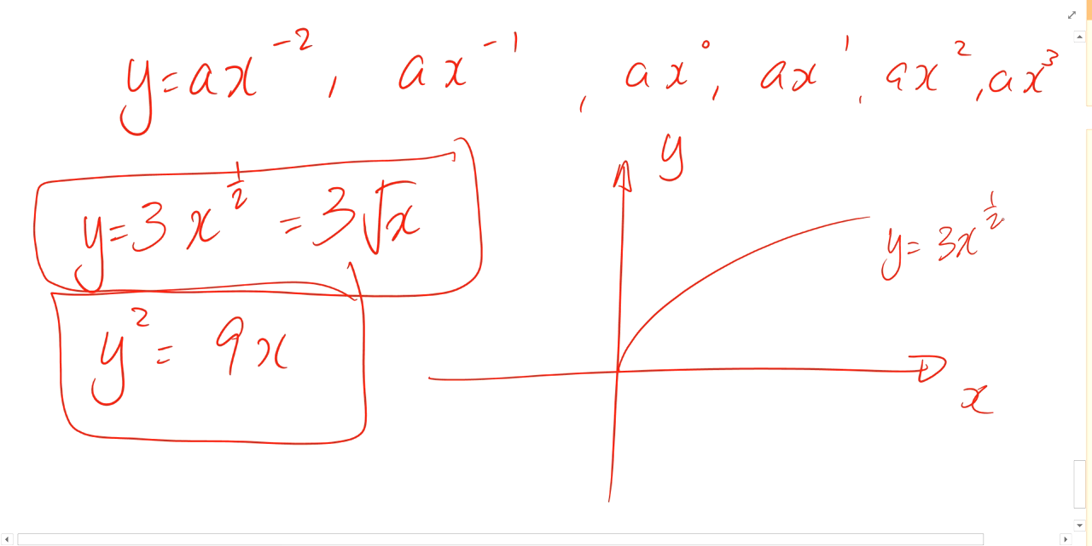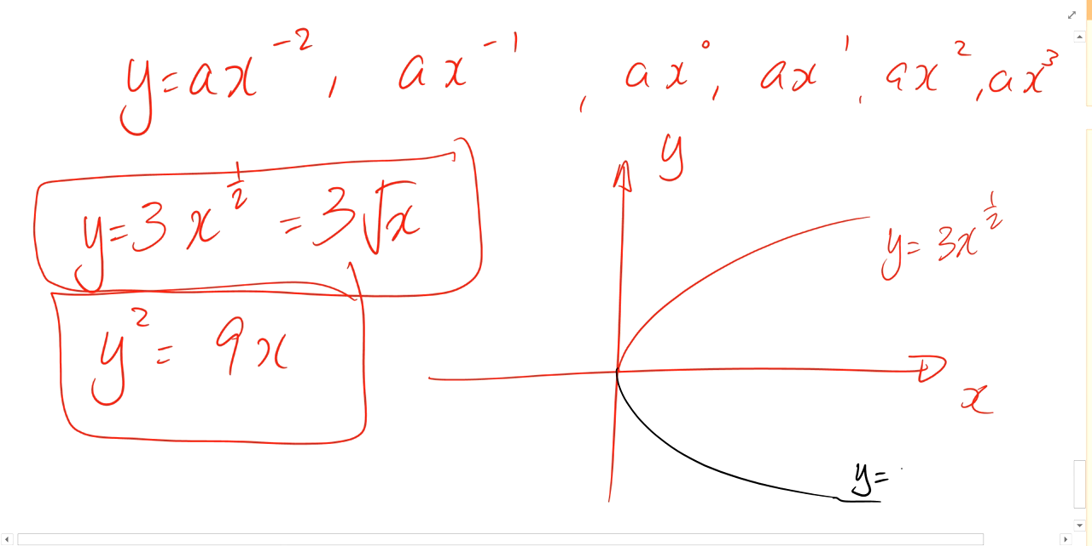Okay? So you need to know the difference, the relationship between y squared equals to 9x versus y equals to 3x power half and the other graph. Now, I'm going to include the other graph over here. What is the equation for this graph at the bottom? Negative y. Y equals to?